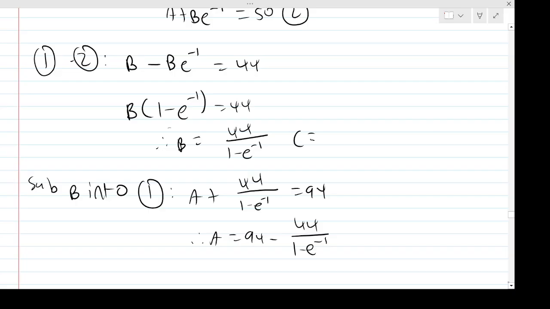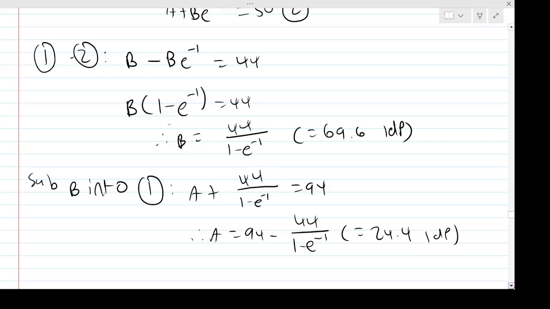I'll tell you what, I'll give it as a decimal then. So 44 over 1 minus e to the minus 1 is 69.6 to 1 dp. And A is 94, take away that, which is 24.4 to 1 dp.